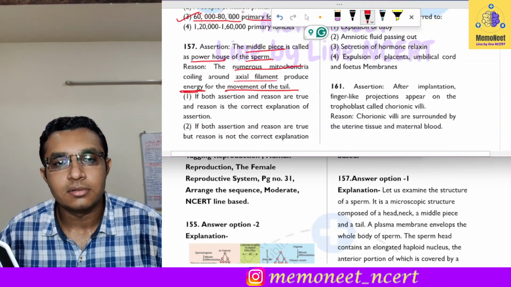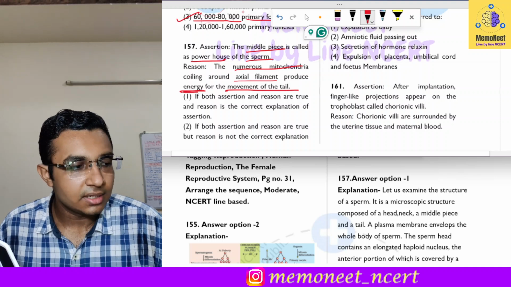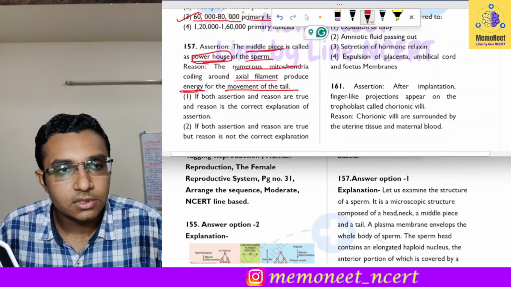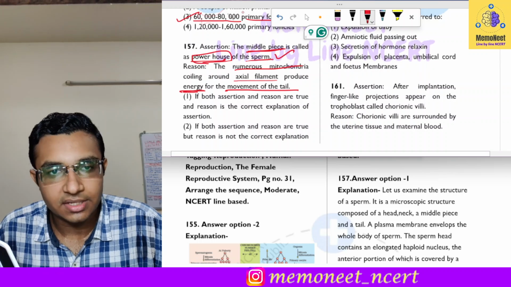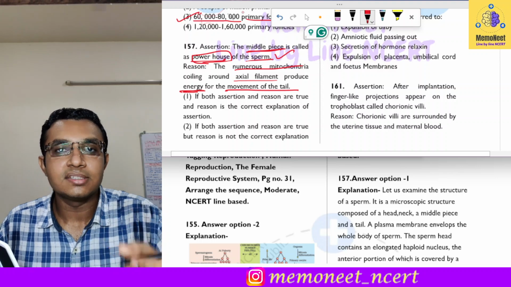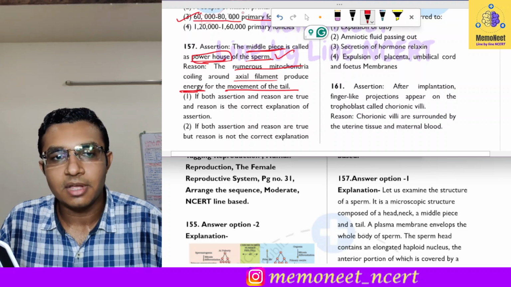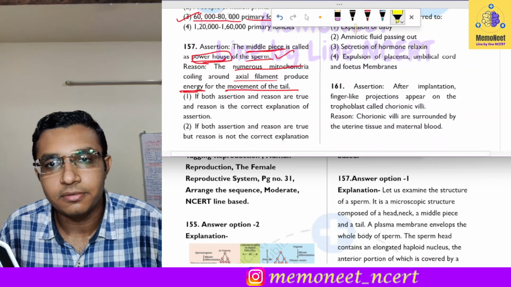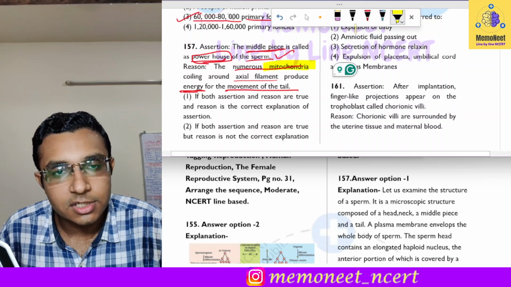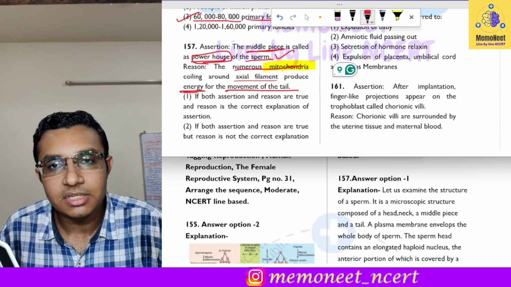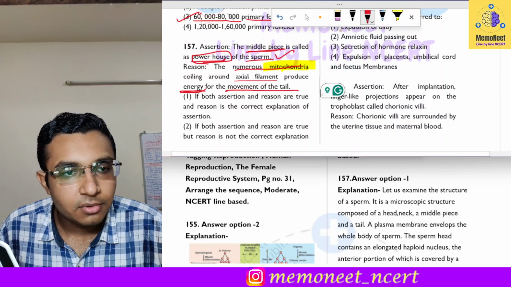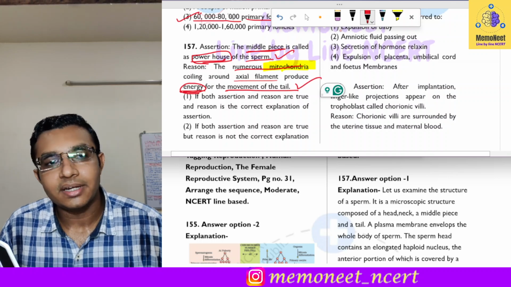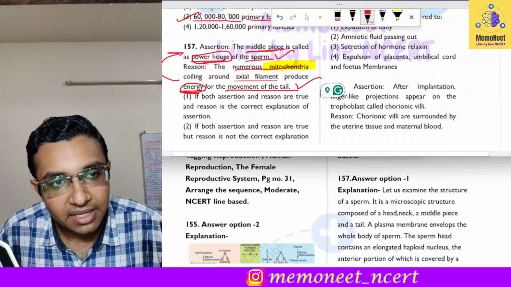Okay, now see, let us check the assertion first. The assertion is given that the middle piece is called the powerhouse of the sperm. So is this assertion correct? Yes, it is correct. And why is the middle piece called the powerhouse of the sperm? Because in the middle piece there are numerous mitochondria. So if we read the reason here, there are numerous mitochondria in the middle piece of the sperm, and they produce energy for the movement of the tail. So the reason is absolutely correct, and the reason is correctly explaining the assertion also.